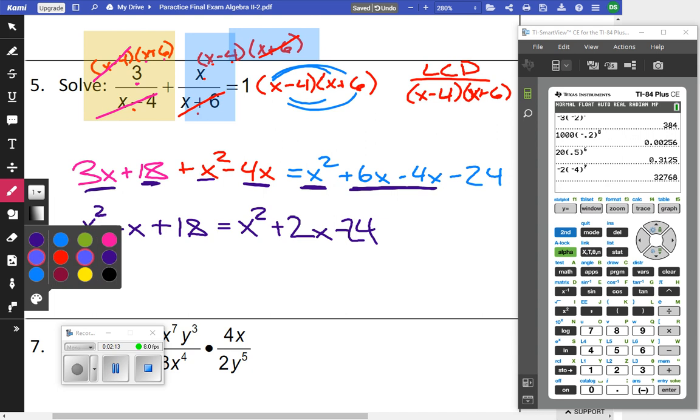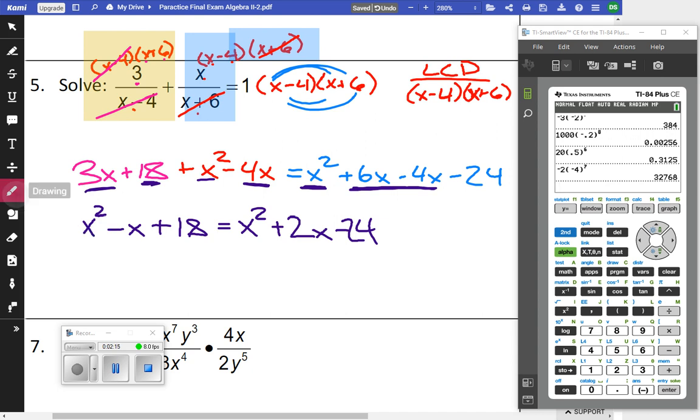I'm going to cancel out the things I don't need. In this case, I've got an x squared on this side and x squared on that side. They're the same, so you would subtract x squared from both sides, which would end up canceling. Let's add x to both sides. So I get 18 equals 3x minus 24.